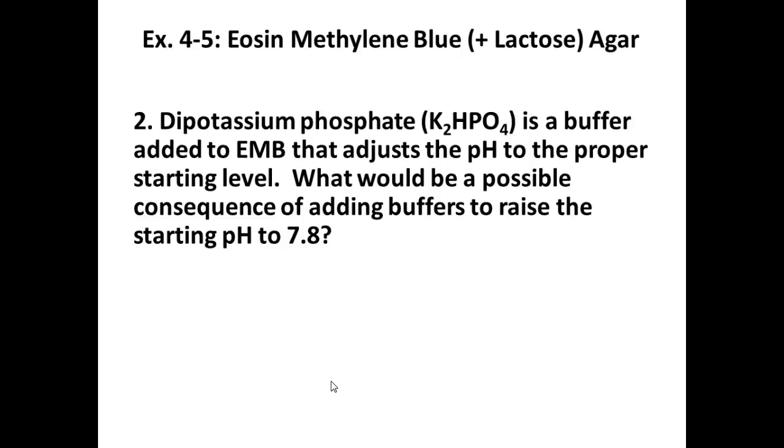But the purpose, as they're saying here, is to make sure that we're starting at the level that we want to start at. So what would be the consequence if we started at a raised pH of 7.8, above what it should be? It would be too much towards the alkaline, right? 7 is neutral, 7.8, we're pushing a little alkaline, which means what does the organism have to do to create those color changes? Produce more acid.